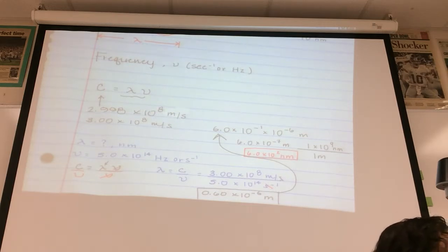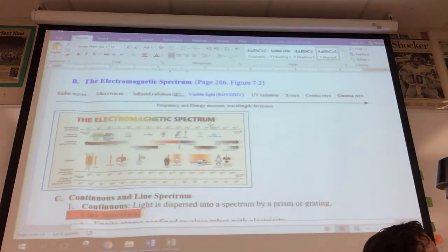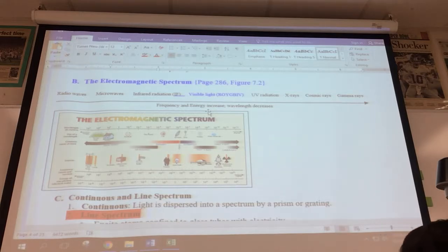Last thing I want to mention for today is where visible light falls on the entire electromagnetic spectrum. Visible light on the entire electromagnetic spectrum is just a very, very small region. So you're looking only here at Roy G. Biv, the same rainbow you would see in the sky after it rains.